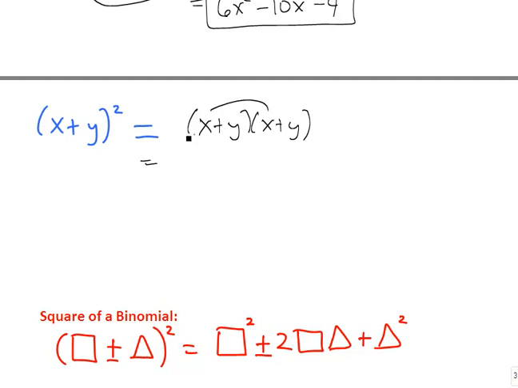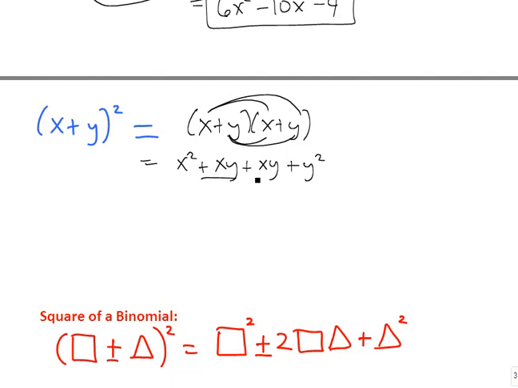So x times x is x squared. X times y becomes positive xy. Y times x becomes yx, but remember multiplication is commutative, which means the order doesn't matter. So to make this consistent, instead of calling it yx, I'm going to call it xy, so it looks like our other term that we got from our outer times the outer. And then finally we have last times last, y times y is y squared.